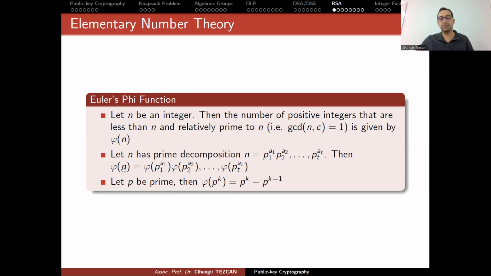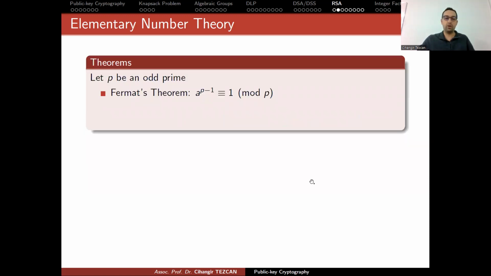So whenever we want to calculate the numbers that are less than n and relatively prime to n, we first need to do the prime decomposition, then use this formula to calculate this. In mathematics, we many times need this Euler phi function, because we need to know how many numbers there are less than n and relatively prime to n. Okay, we continue with some theorems from number theory.